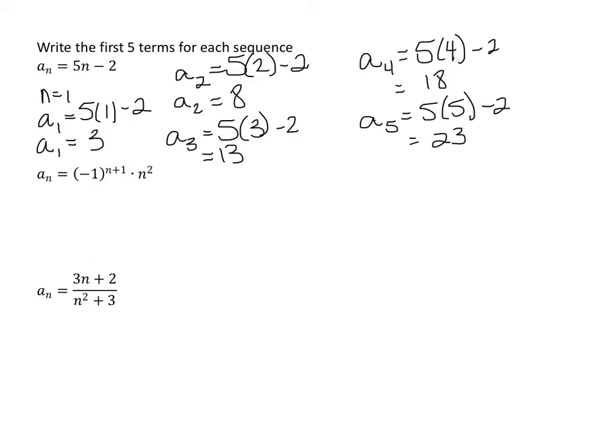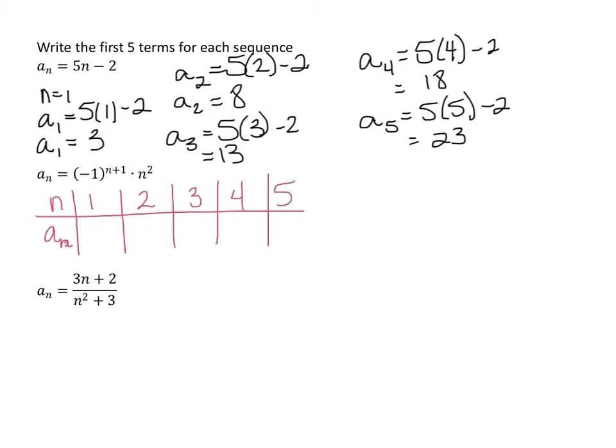However, sequences can be far more complex than this. Another way to organize this would be to make a table. So the value of n and the value of a sub n. So 1, 2, 3, 4, and 5. So again, when n is 1, we're looking at negative 1 to the power of 1 plus 1 times 1 squared. So that's negative 1 squared, which is positive 1, times 1 is 1.